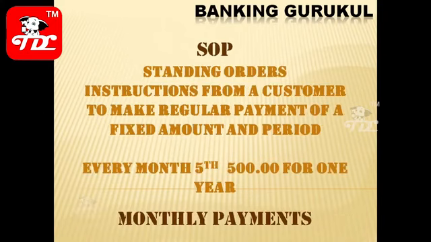What is SOP? Standard order payment. Instructions from a customer to make a regular payment for a fixed amount for a fixed period. It is not like SIP, which happens once. SOP will be a standard order. The customer can give instructions like, every month on the 5th, transfer 500 pounds to the beneficiary account. Every month there is no need to request. Automatically, every month on the 5th, 500 pounds will be transferred to the other bank. This is SOP, standard order.